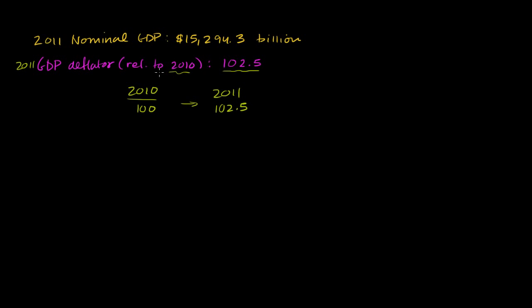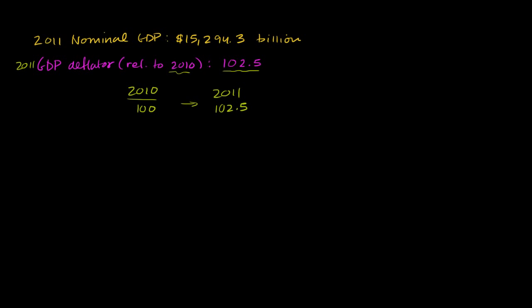Now, with that out of the way, we know what the nominal GDP is. The GDP measured in 2011 dollars, often called the current dollar GDP. We know what the deflator is. Can we figure out the real GDP in 2011? And it will be the real GDP in 2010 dollars when we have the deflator relative to 2010.